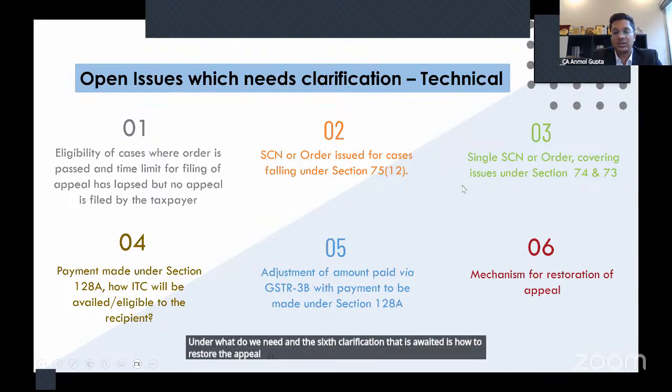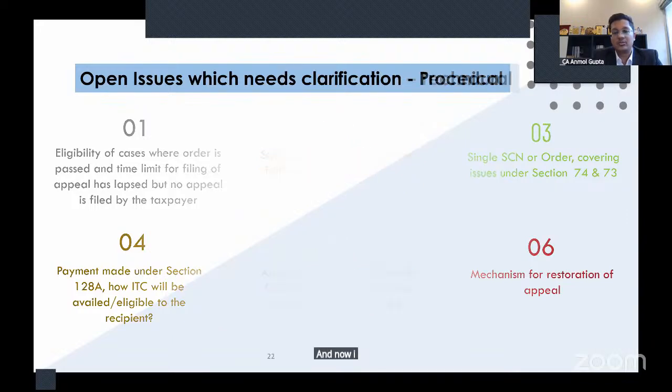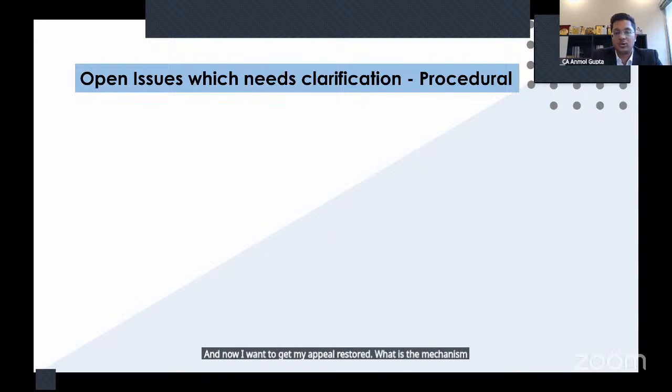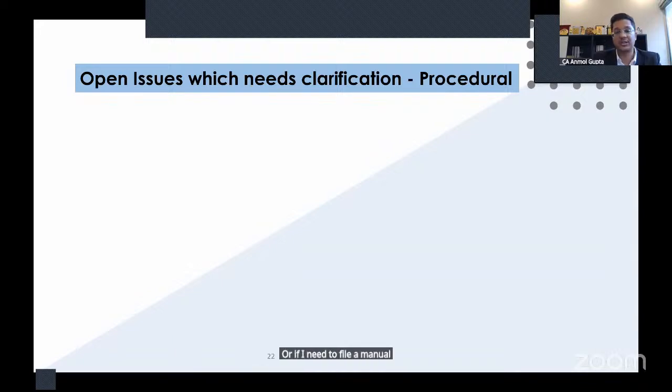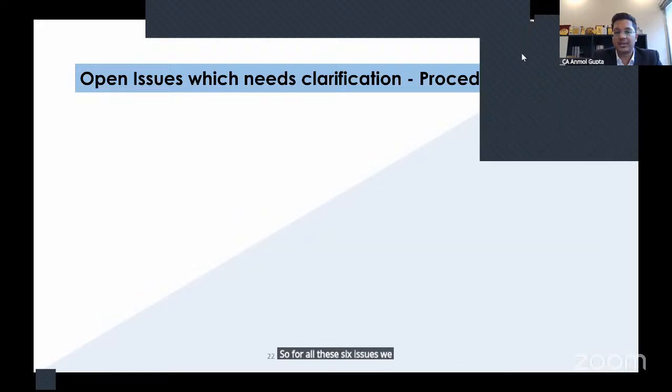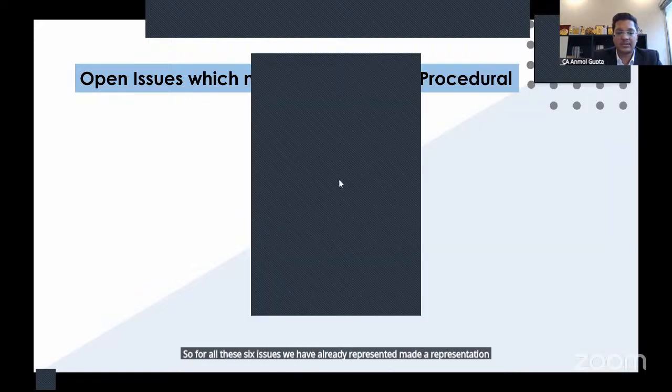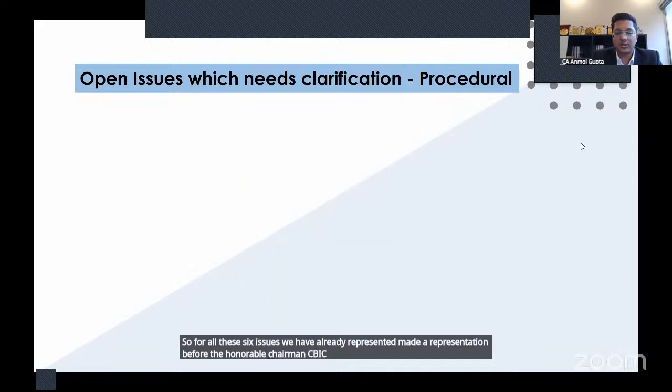I have already withdrawn the appeal. That mechanism has already been given by the GST advisory, read with Rule 109C of the CGST Rules. But in case my application is rejected under the scheme and I want to get my appeal restored, what is the mechanism available on the GST portal to get my appeal restored, or do I need to file a manual appeal again before the first appellate authority? For all these six issues, we have already made a representation before the Honorable Chairman, CBIC, requesting them to intervene and issue a suitable clarification.